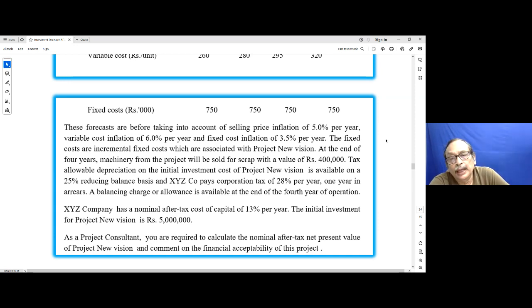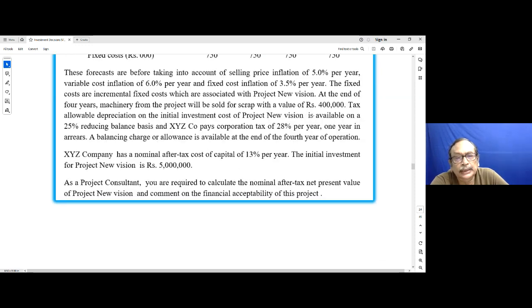Mind this, again I repeat, tax allowable depreciation on the initial investment cost of project New Vision is available on a 25% reducing balance basis, and XYZ company pays corporation tax of 28% per year, 1 year in arrears. A balancing charge or allowance is available at the end of the 4th year of operation. Now, XYZ company has a nominal after-tax cost of capital of 13% per year. The initial investment of project New Vision is given.